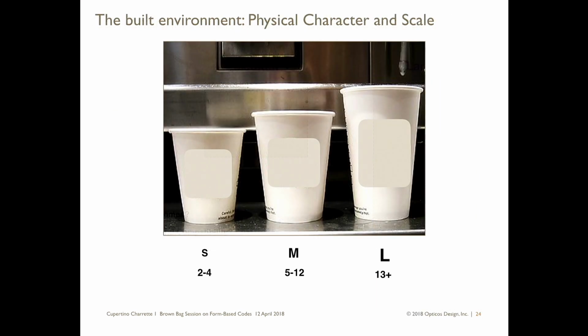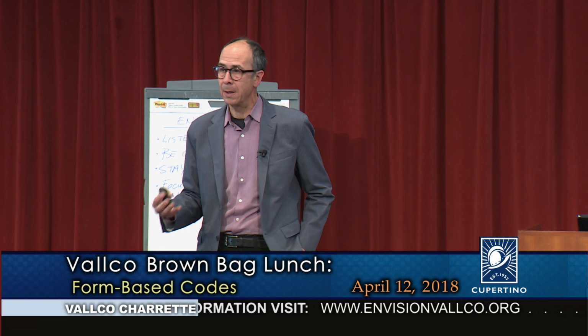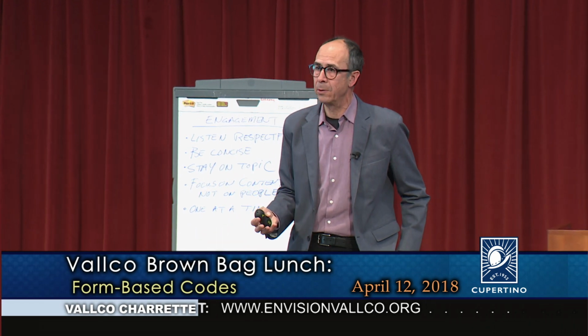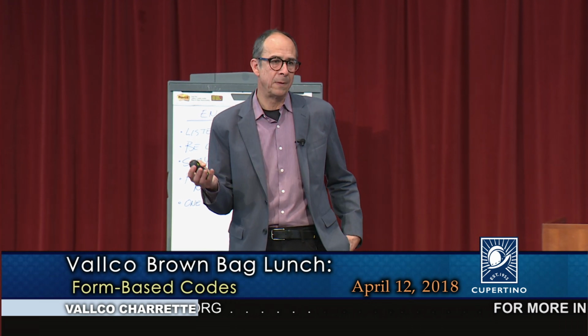So I want to show you here, I've done that. And I've taken out the proprietor's logo because I didn't want to get a commercial for anybody, and I won't tell you who it is. Don't guess. But you see on the bottom, small, medium, large. And for Cupertino and for Vallco, what the team has identified as a beginning point, this is not the end, but a beginning point to start talking, is that small means 2 to 4 stories, and medium is 5 to 12, and large is over 12, it's 13 and up.